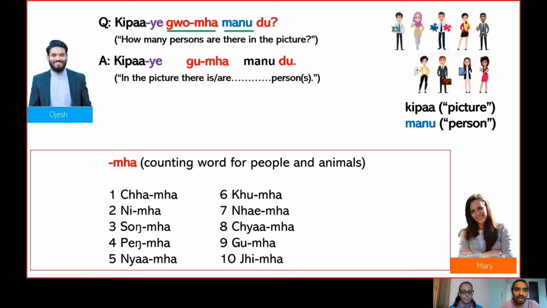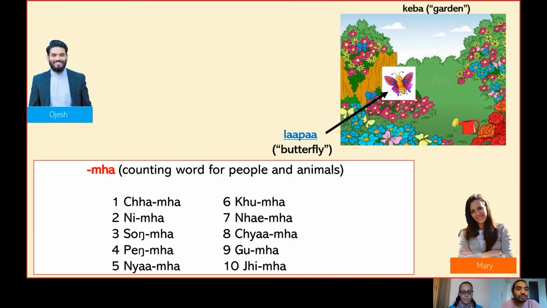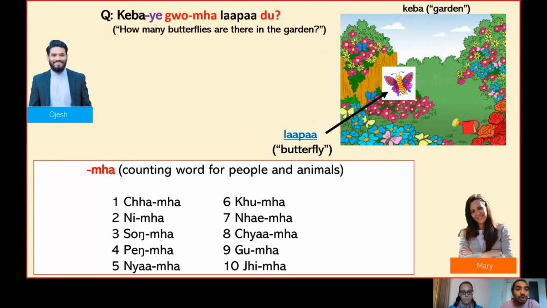Well done. And as we said, we can use this counting system not only for people, but also for animals. So, for example, if I want to ask how many butterflies are there in the garden, I can say, Kebe goma lapadu.